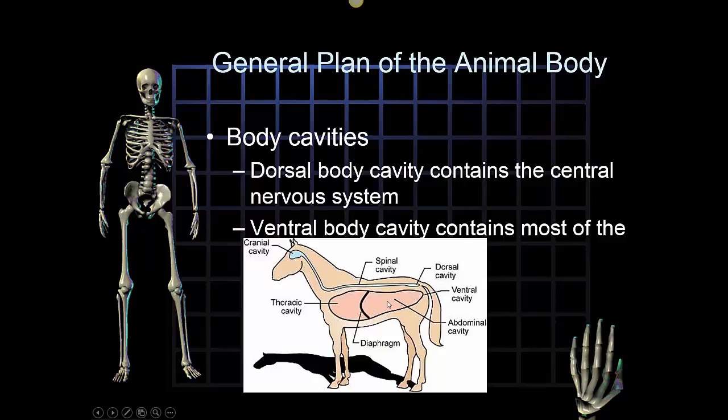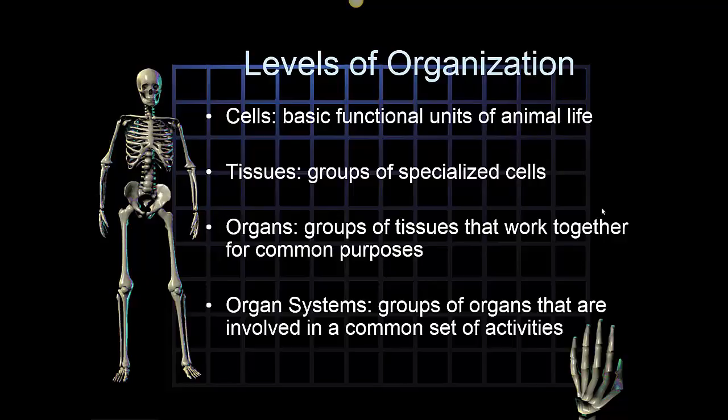One thing is if you leave mammals, if you go to reptiles or avians, they lack a diaphragm, so they pretty much just have a ventral cavity. But in mammals, we can further divide, because of the diaphragm, the ventral cavity into the thoracic and abdominal cavity. Organization and levels of organization of bodies.